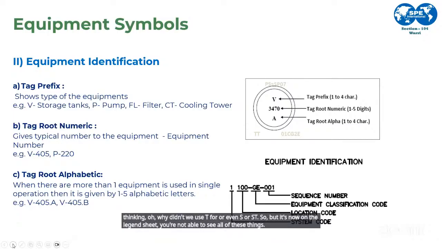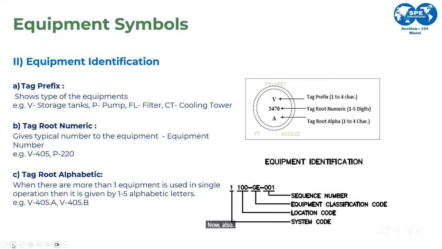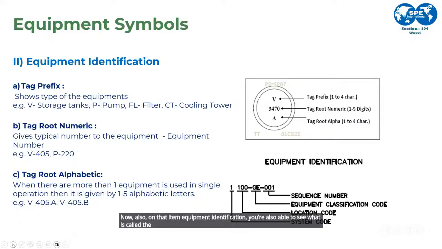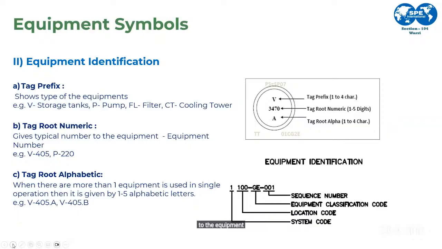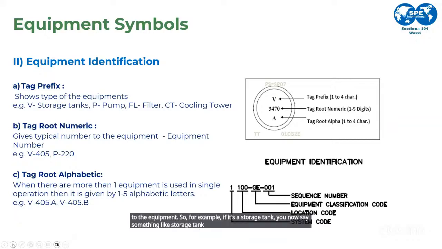Now, also on that equipment identification, you're able to see what is called a tag root numeric, which basically gives a specific number to the equipment. So for example, if it's a storage tank, you now see something like storage tank V dash 4001, 4002, and it goes on like that. Some might decide to call it V/001. Some can start with 4 numbers, right?